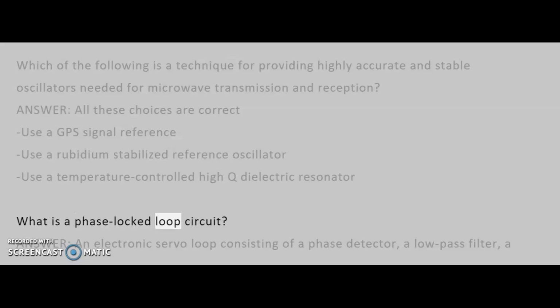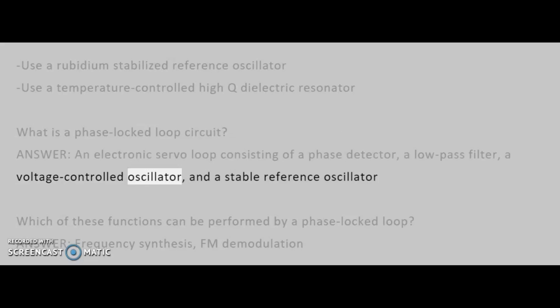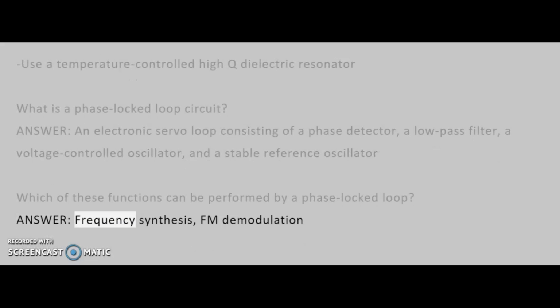What is a phase-locked loop circuit? Answer: an electronic servo loop consisting of a phase detector, a low-pass filter, a voltage-controlled oscillator, and a stable reference oscillator. Which of these functions can be performed by a phase-locked loop? Answer: frequency synthesis, FM demodulation.